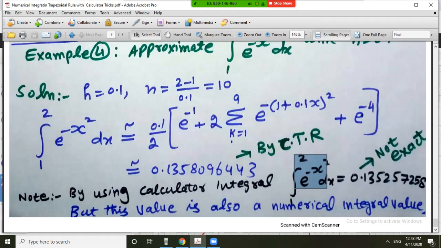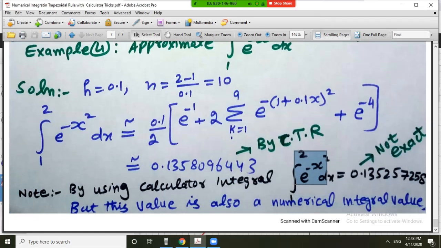So that was all for today's lecture. Next time, in the next lecture, I will discuss Simpson rule for n equal to 2. First derive its formula and then use that formula to solve problems.